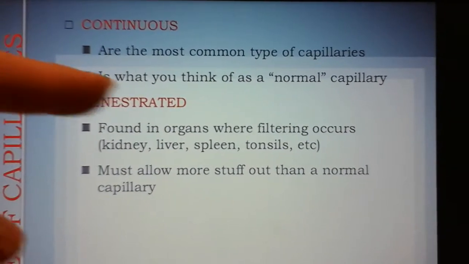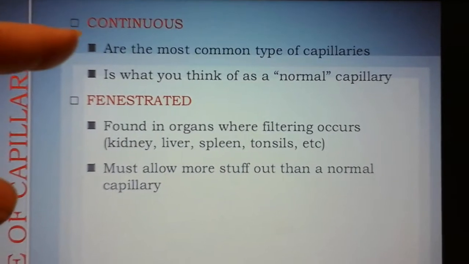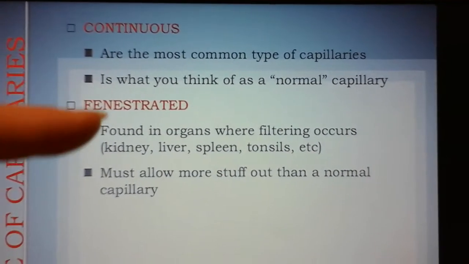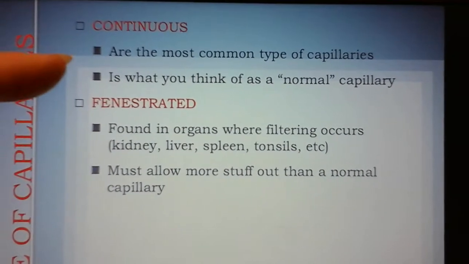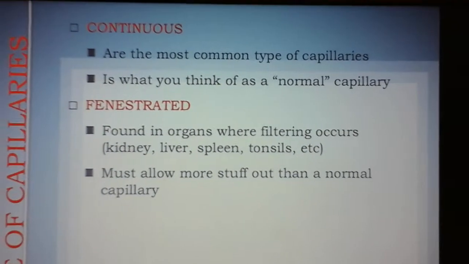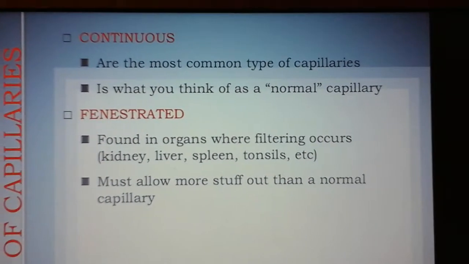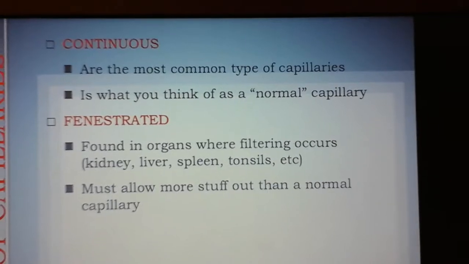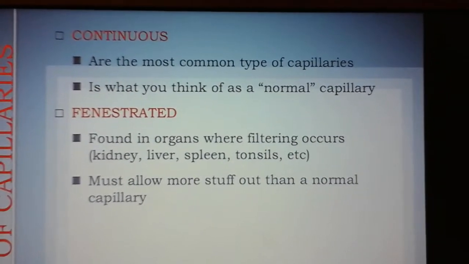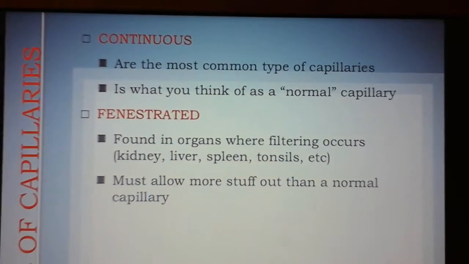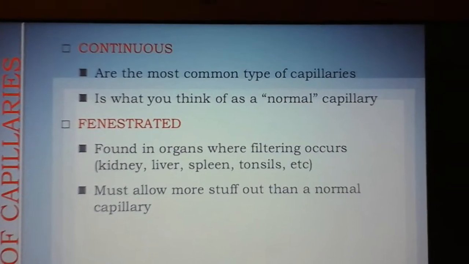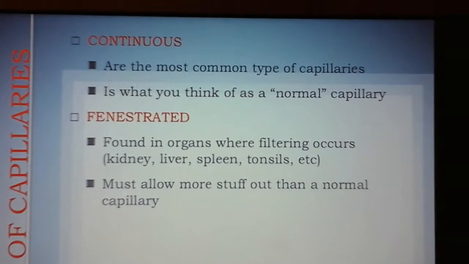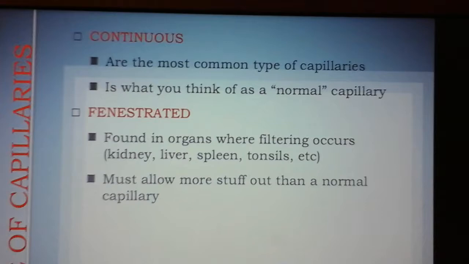So in the case of your stomach, you're just going to have continuous capillaries. But in the case of your kidney, you'll have continuous capillaries and fenestrated capillaries because your kidneys have to filter out something called urea. Your spleen has to actually filter out the red blood cells. So continuous capillaries are found all over, but organs that filter also have what are called fenestrated capillaries.